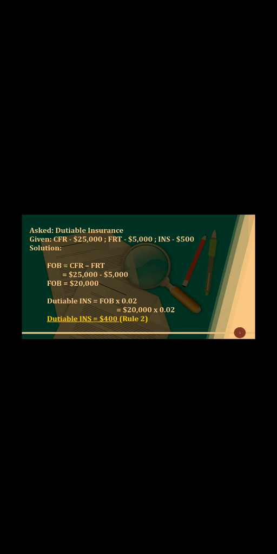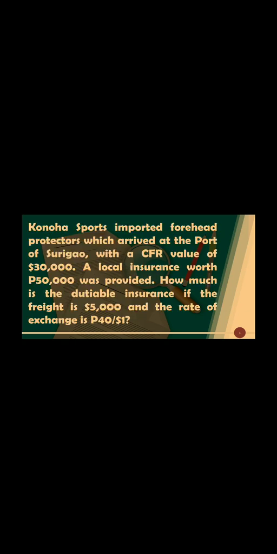First we need to get the FOB, and to get the FOB we need to subtract freight from CFR. So CFR is $25,000 minus the freight, which is $5,000, so the FOB is $20,000. And to get the dutiable insurance, FOB times 0.02 since this is a regular shipment. So $20,000 times 0.02 equals the dutiable insurance, which is $400. That falls under rule number 2 as well.